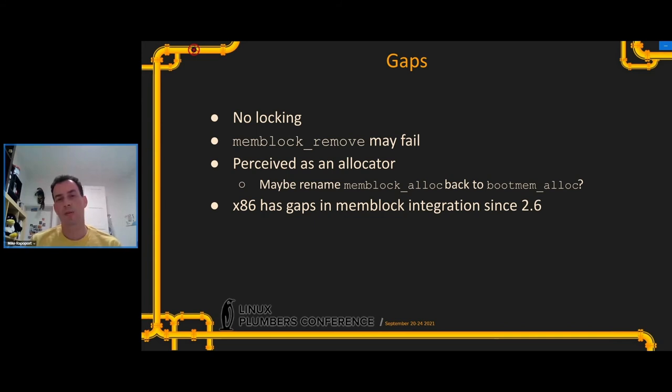memory hot unplug path. There is also a perception that memblock is an allocator that replaced bootmem. I even thought about sending a patch that would rename the memblock allocator functions back to bootmem allocator functions, but probably it would be too much, and well, maybe next 1st of April I'll do it. And there are some issues in how x86 uses memblock. I'm trying to move slowly to solve them, but it will take some time at least.